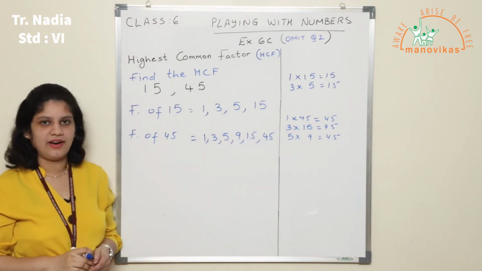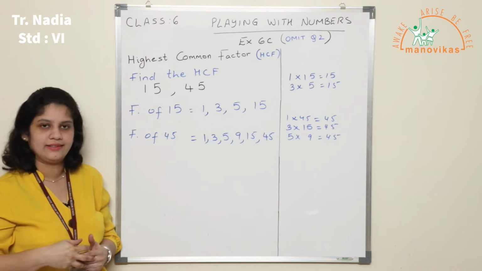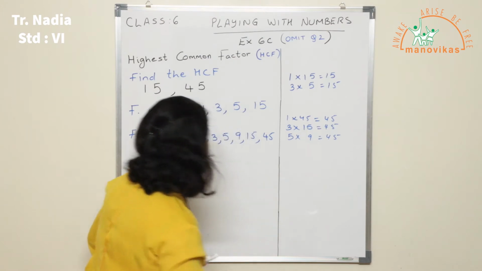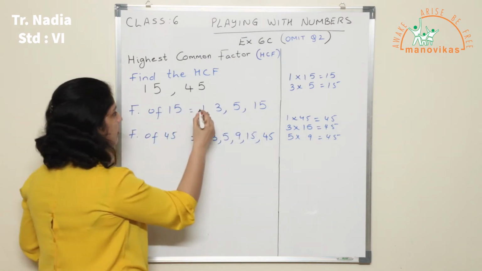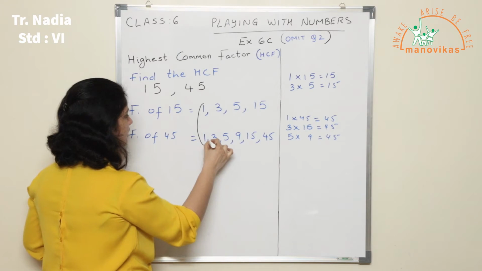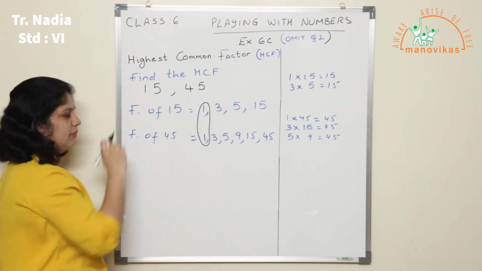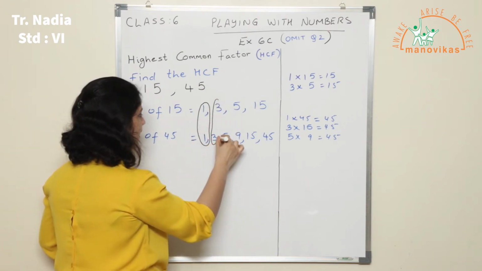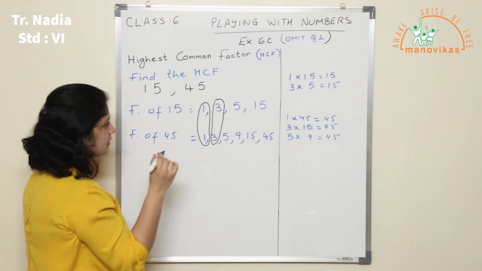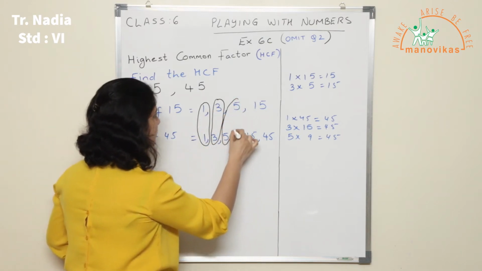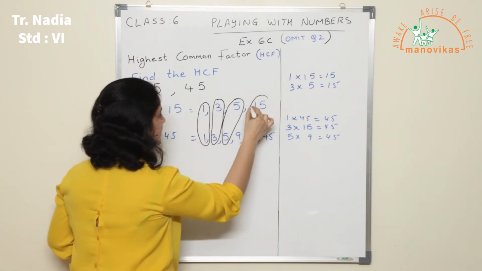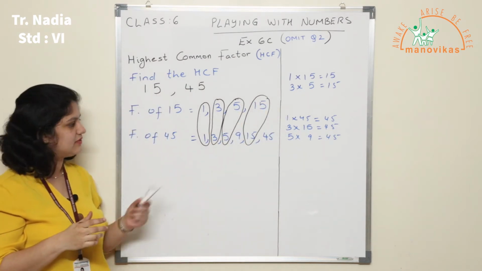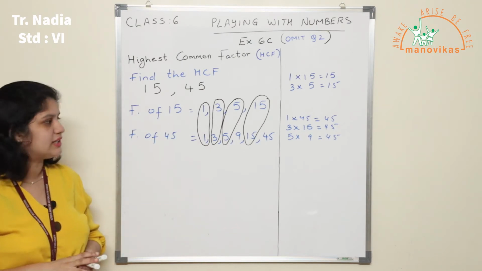Now what I need to find is the highest common factor. So let us try to list the factors which are common to both 15 and 45. First of all, there is 1 which is common to both. So 1 is a common factor between 15 and 45. There is 3 also which is a common factor. What else is common? There is 5 which is common to both. And there is 15 which is common to both. So if you look here, there are 4 factors which are common to both 15 as well as 45.